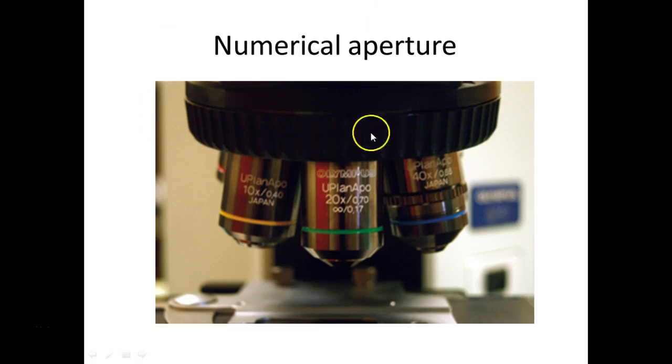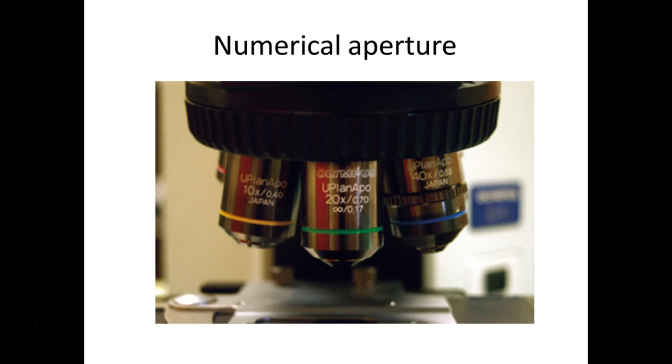This ridge is what you should use to turn it. Don't grab these, because they're screwed in and will fall out and break if you keep pulling on them. And this one has a ridge on it for taking it off the microscope, because sometimes it's easier to take it off to clean it really well when people do not clean up after themselves.